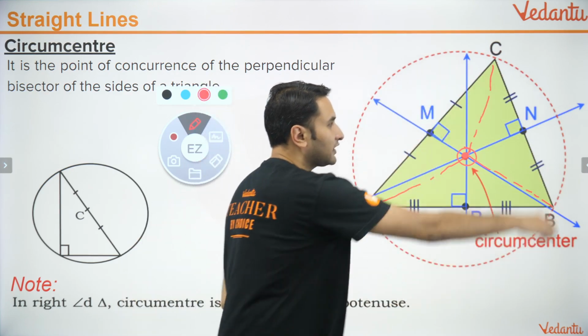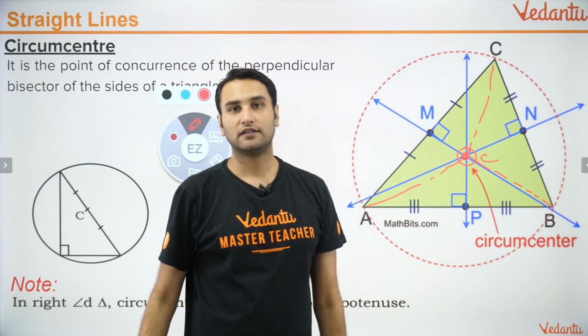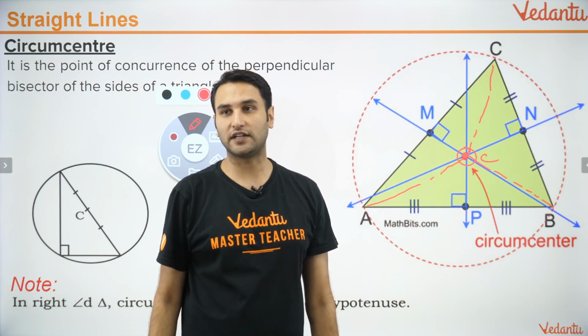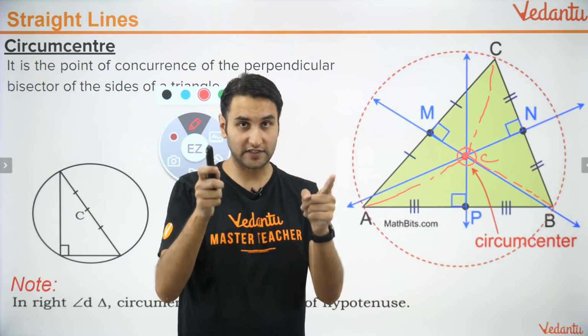Hence a circle can be formed with the circumcenter as the center. Got it? This is very important concept. इसको दिमाग में सेट करो.